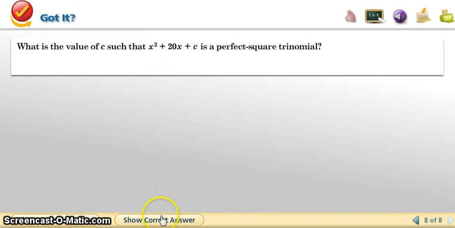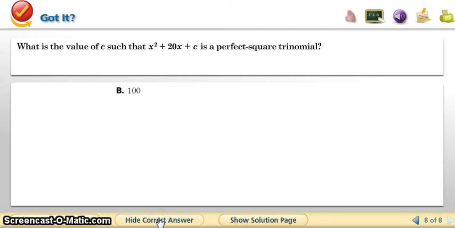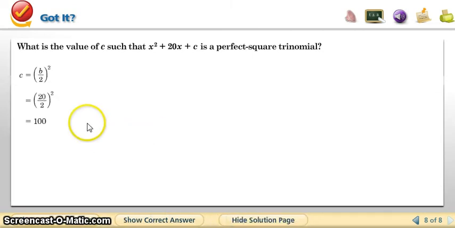All right, your correct answer is 100. Hopefully this was really easy. You just take 20, divide it by 2, which gives you 10, and then you square 10, which gives you 100. So hopefully that was very simple. Finding C. Make sure you know this little formula here.